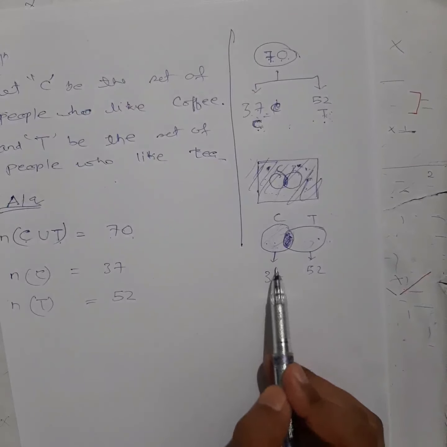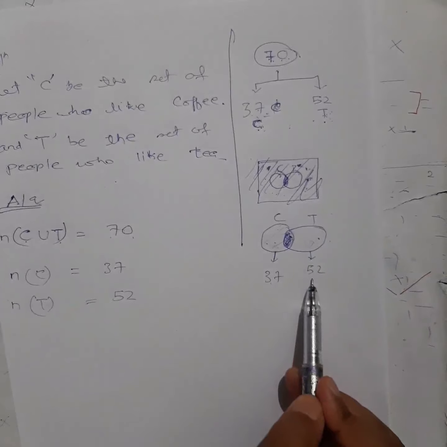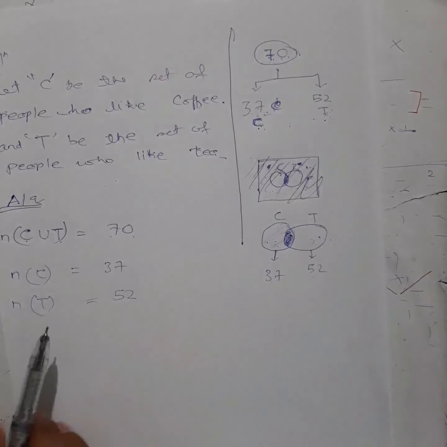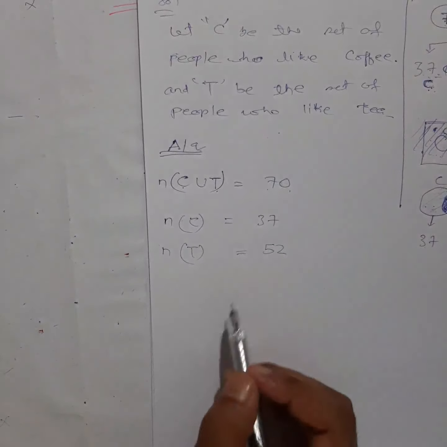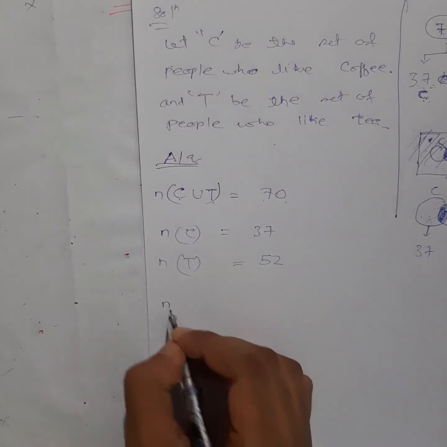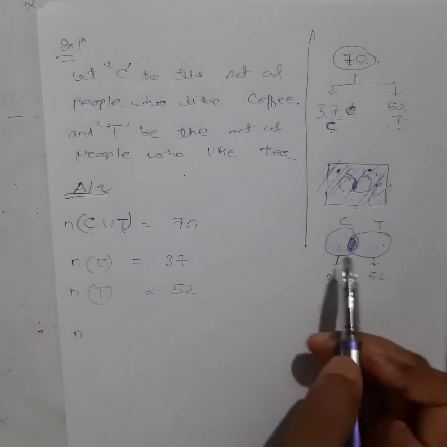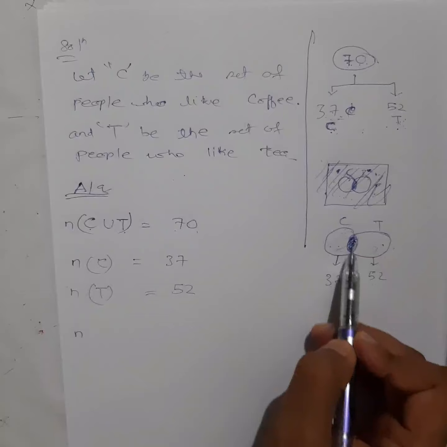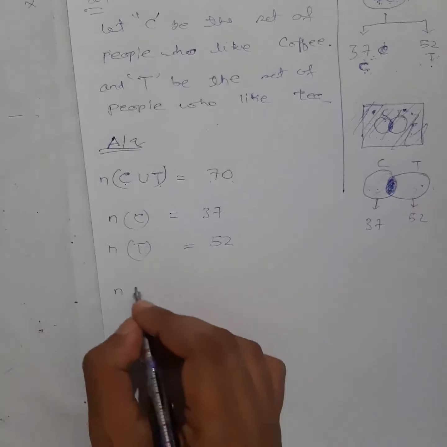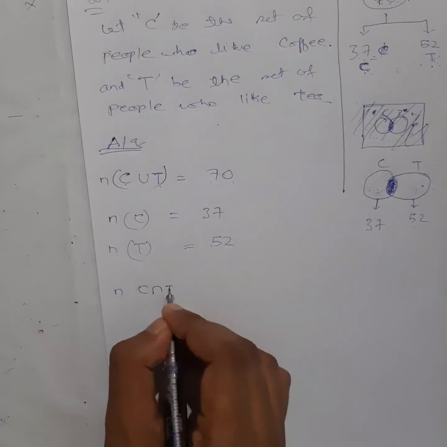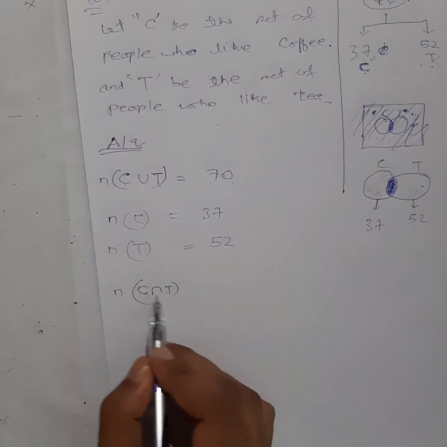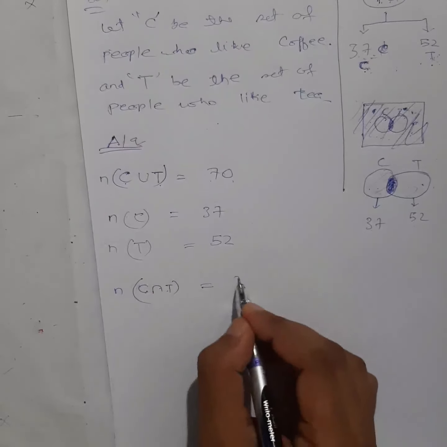Means everything. 37 like coffee and 52 like tea. Okay, so the number of people who like tea is equal to how many? 52. So what do we have to find? How many people like both coffee and tea? Both coffee and tea means this common region you have to find, right? Means the number of people who take both coffee and tea, the intersection, we have to find, right?